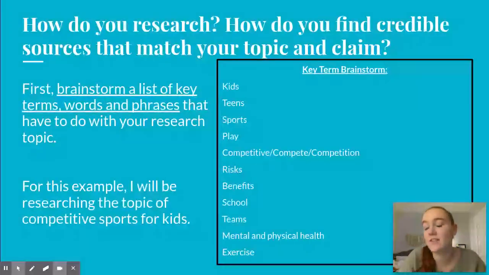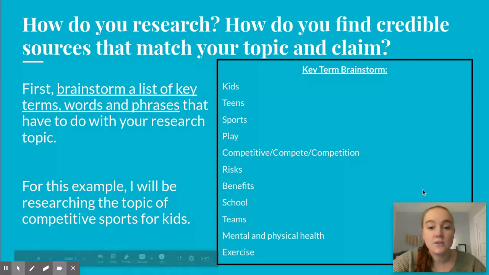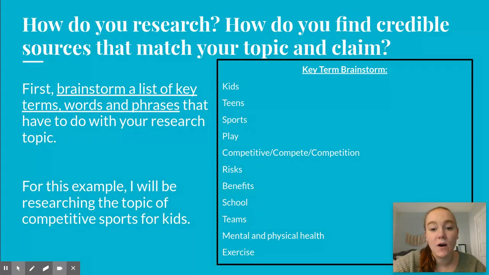And since I have done the competitive sports for kids research topic so much with you guys already, I'm just going to stick with that example and use that for my research topic for today as an example of how to research. So if I was writing a research paper and trying to find evidence for the topic of competitive sports for kids, then these are some of the words that I could maybe brainstorm trying to put into my search results. So I said kids, teens, sports, obviously play. I said all three of these words, competitive, compete, and competition, because a search result for one may bring up something new that the other one didn't have.